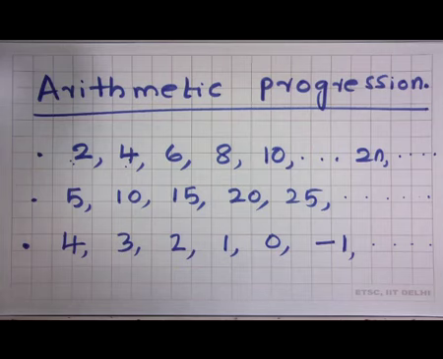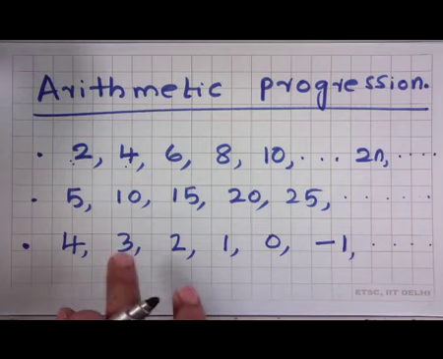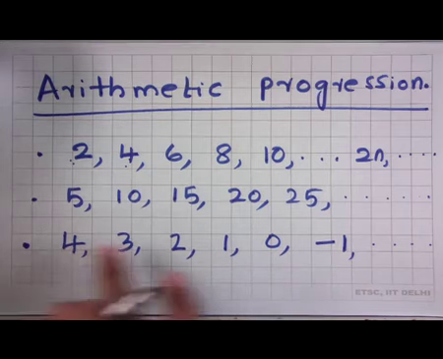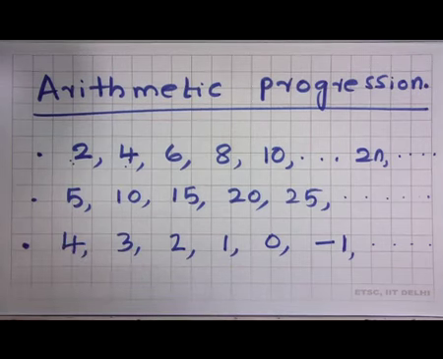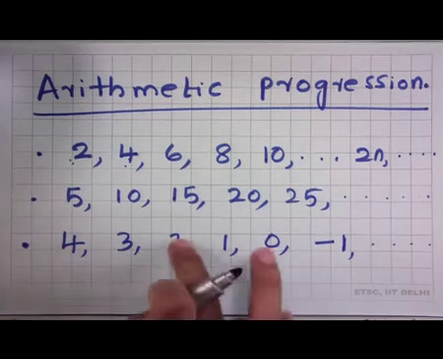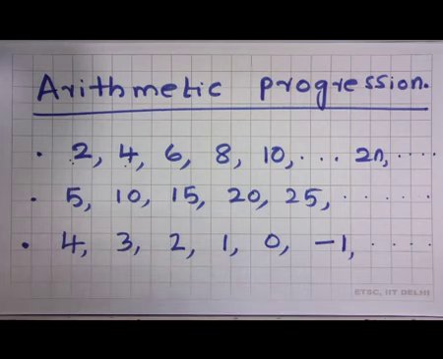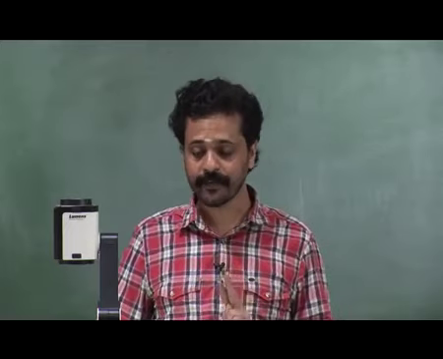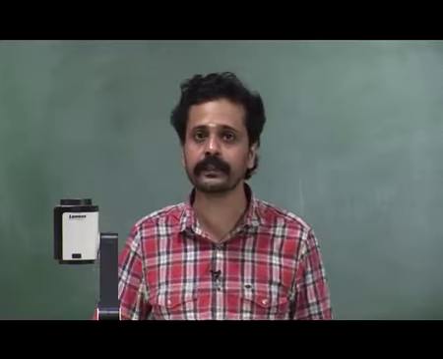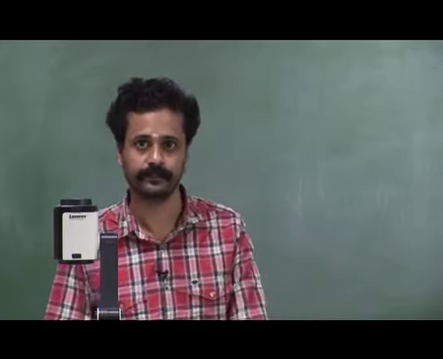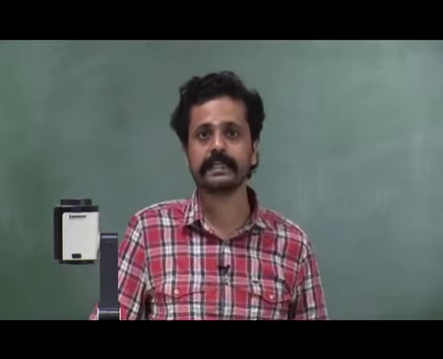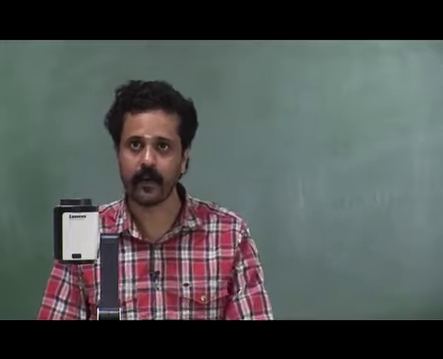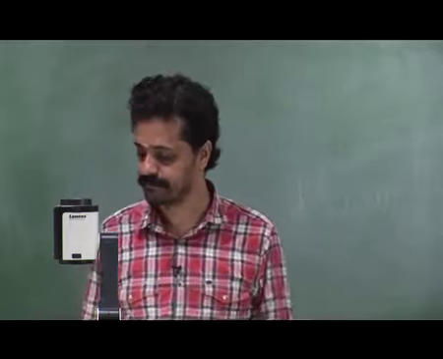Same is the case with the third example, where the difference between the second term and first term, namely 3 minus 4, is -1. The difference between the third term and second term, namely 2 minus 3, is -1, and so on. In these types of examples of sequences, the difference between two consecutive terms remains the same. Such a sequence is called an arithmetic sequence or arithmetic progression.